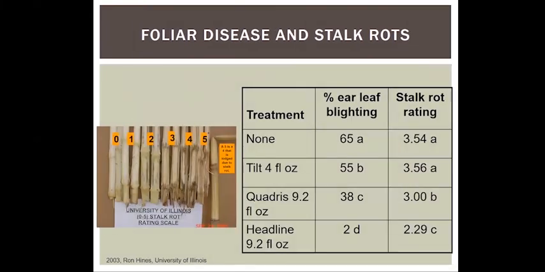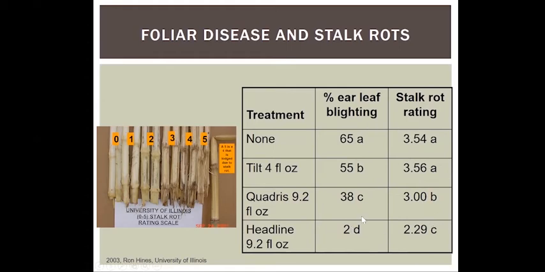Now, here's some examples of what I'm talking about in terms of stalk rots and managing foliar diseases. So in this case, in this trial conducted at Illinois way back in 2003, that's why some of the products here, you still will come across these, but these may not be our, quote unquote, premium products. But in this case, you have a non-treated check, and then you have Tilt, Quadris, and Headline applied at tassel. And then you're looking at the amount of ear blight versus the amount of stalk rot.